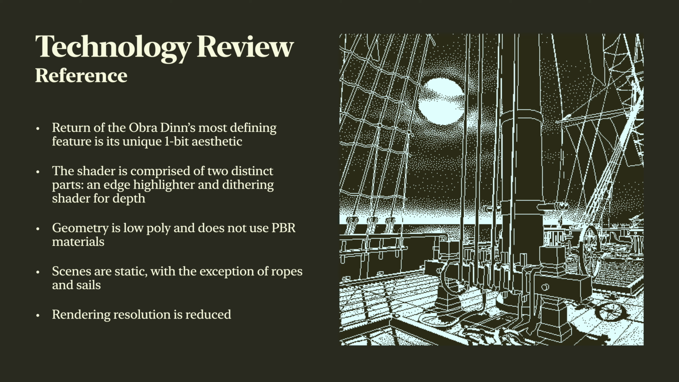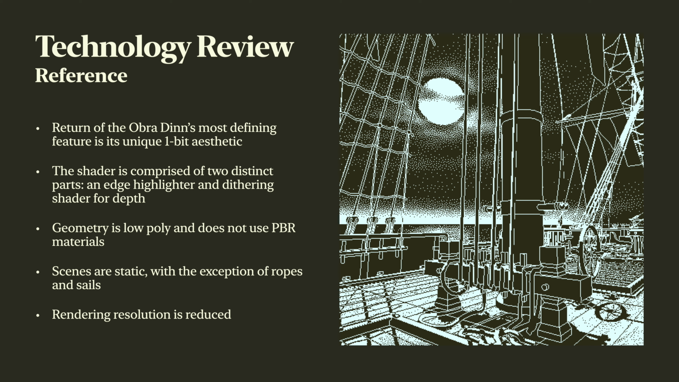So, perhaps the most defining feature of Return of the Obra Dinn is its unique one-bit aesthetic. The two primary parts of the shader are the outline and the dithering employed to blend between surfaces, light levels, and depth. Because of this artistic decision, geometry is simple to keep the environment clear and readable.